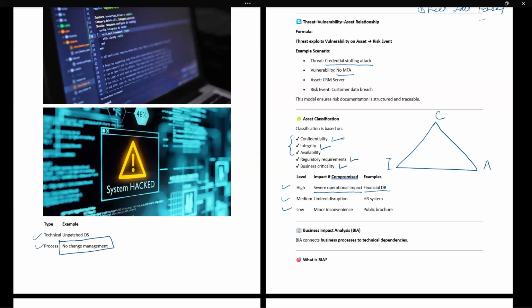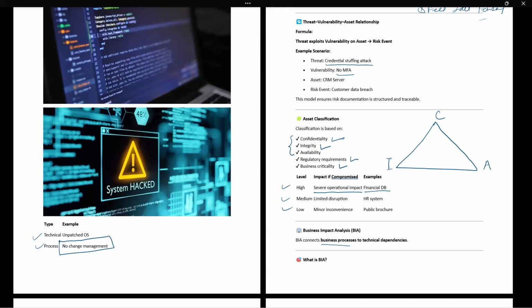Then now the next thing is talking about business impact analysis. Before I move on, I would like to ask you guys, are there any questions till now? No, sir. No questions. Okay, perfect. Because these are very important topics, so I'm going very slowly and I'll keep taking examples also.